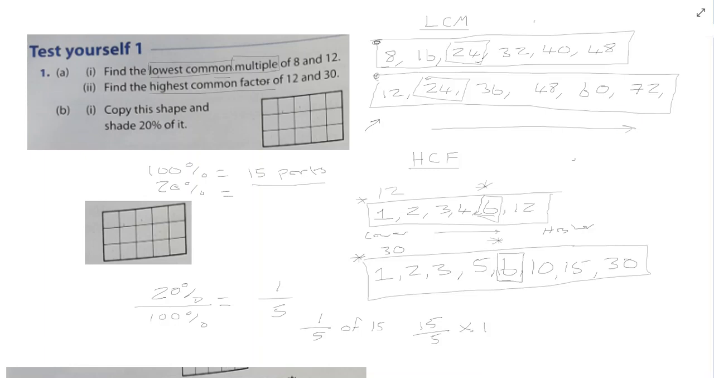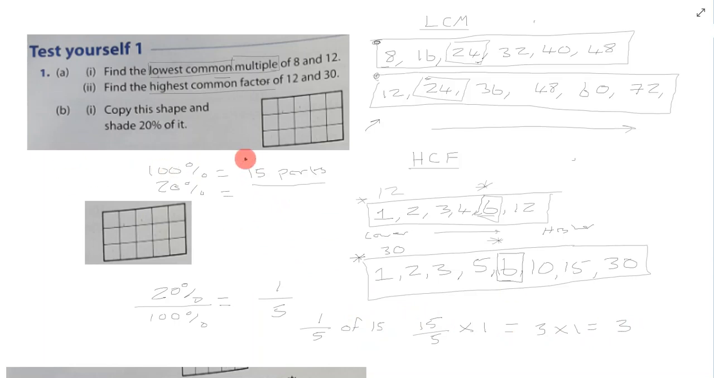So where are all these parts coming from? 15 is the quantity. I'm dividing it by the denominator, which is this number here, 5. And then I'm multiplying it by the numerator, which is this number up here, 1. So what's that equal to? Well, 15 divided by 5 is equal to 3. 3 multiplied by 1 is equal to 3. So what we've worked out here is that 20% is 1/5 as a fraction, and 1/5 of 15 is equal to 3, which means 3 parts.